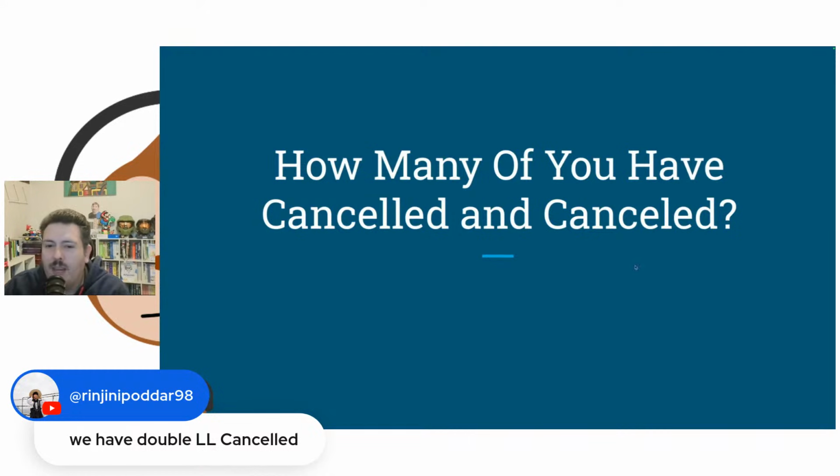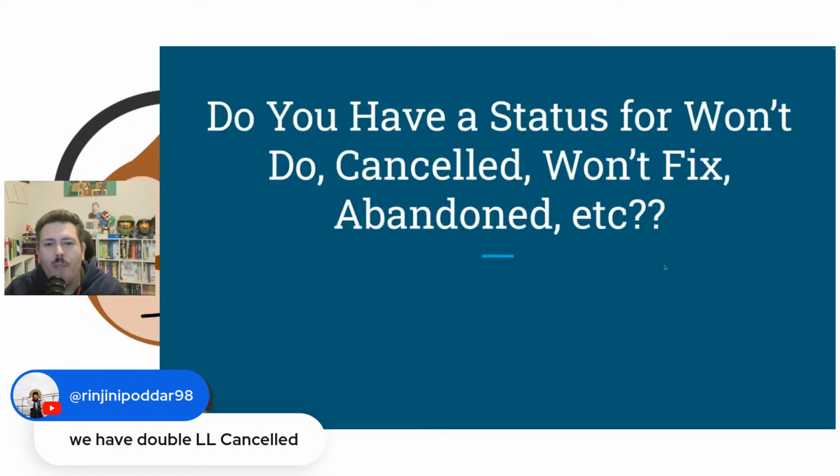So great feedback here in the chat. Got a couple more for you all. How many of you have a status of won't do, canceled, won't fix, abandoned? The list goes on, right? We have a bunch of different options, but how many of you have statuses like completed or won't do or canceled or won't fix or abandoned? These are all statuses that are in your workflows, and they're normally green. They're a final status inside of your workflows.